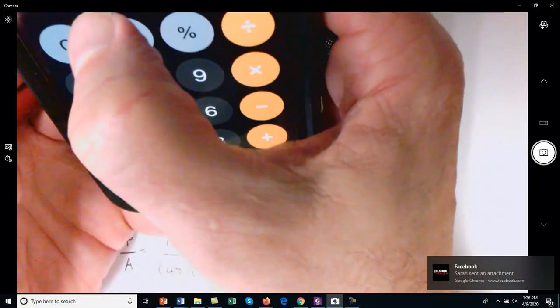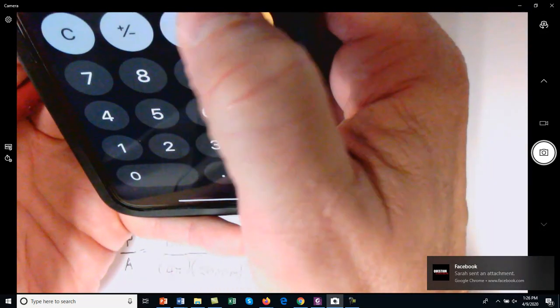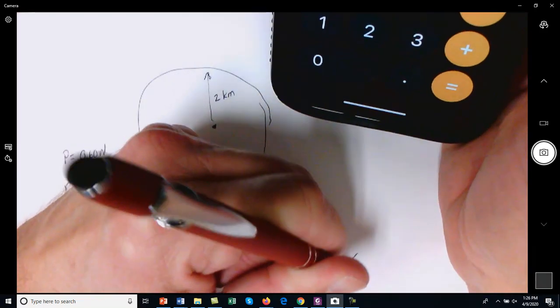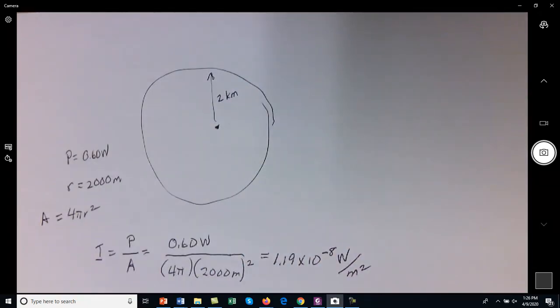That's 1, 2, 3, 4, 5, 6, 7, 8. 10 to the negative 8 watts per meter squared. Okay, so that's the answer there for the second example. So all I've done is I've taken my power, I've projected it over a certain cross-sectional area.